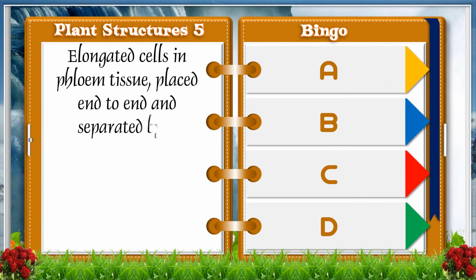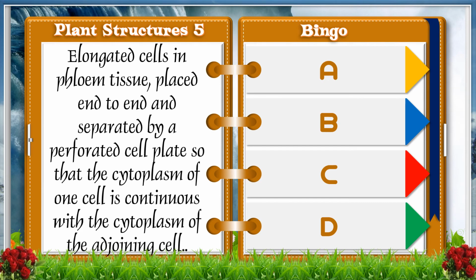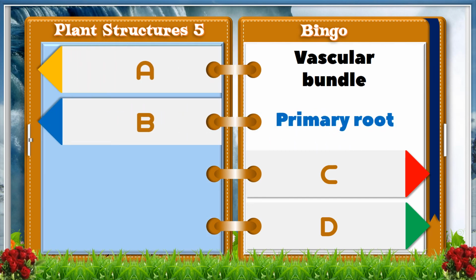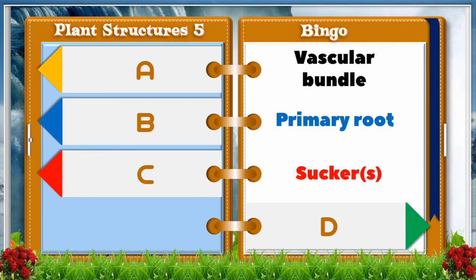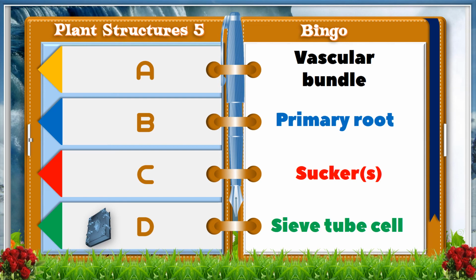Elongated cells in phloem tissue, placed end to end and separated by perforated cell plates so that the cytoplasm of one cell is continuous with the cytoplasm of the adjoining cell. A. Vascular bundle. B. Primary root. C. Suckers. D. Sieve tube cell. And the answer is D. Sieve tube cell.